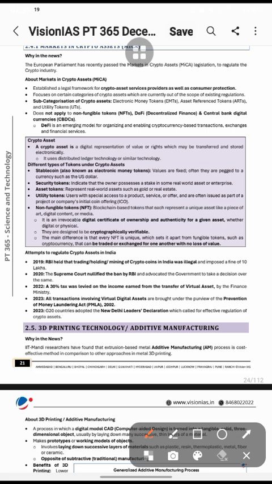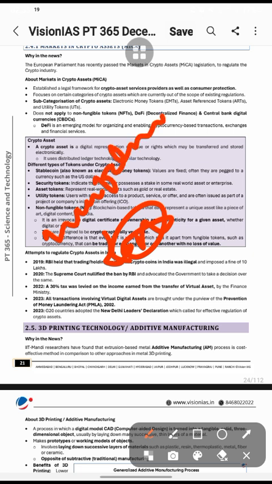Now, the RBI had declared trading, holding and mining of crypto in India illegal, and the Supreme Court nullified that when the RBI acted. Income tax was levied for the transfer of virtual digital assets. Prevention of Money Laundering Act 2022. The New Delhi Declaration of 2023 is working on cryptocurrency.